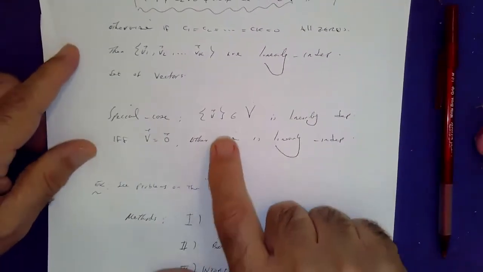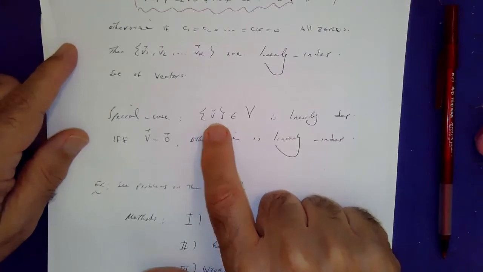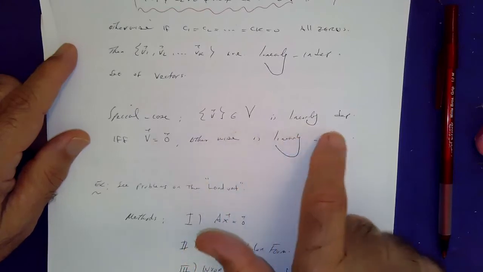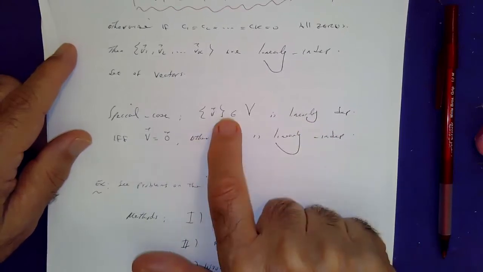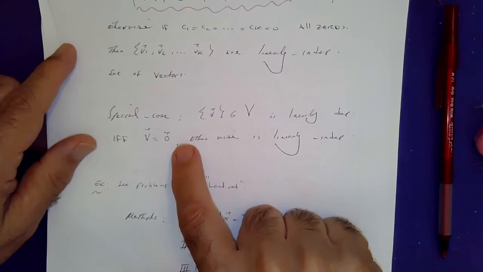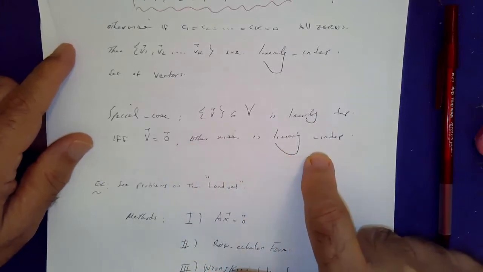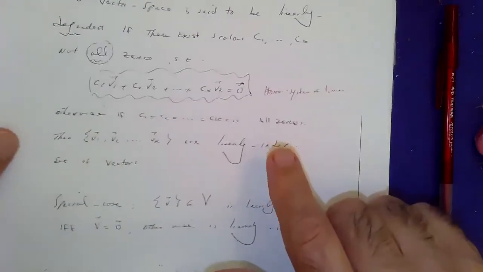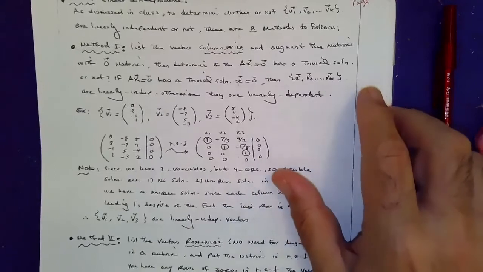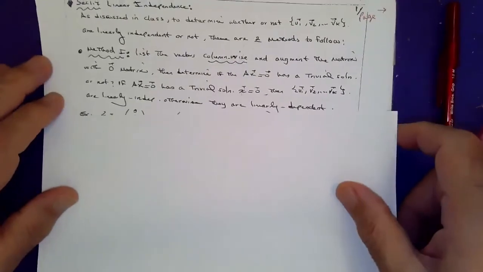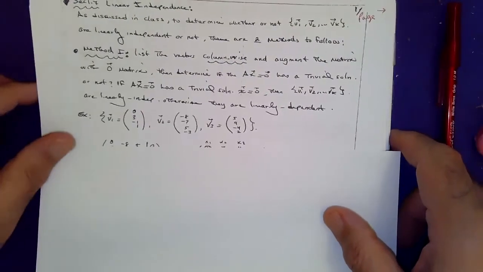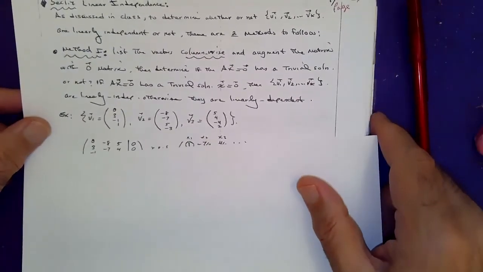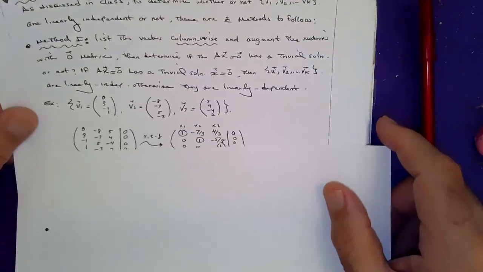Special case, if you got nothing but one vector in the vector space, just one and only one, this vector is linearly dependent if the vector is the zero vector. Otherwise, it's linearly independent. So the question is, how do you determine the dependency and independency of a bunch of vectors? Well, turns out there are two ways to do this. So I'm going to show you both ways, and you see which way you like.